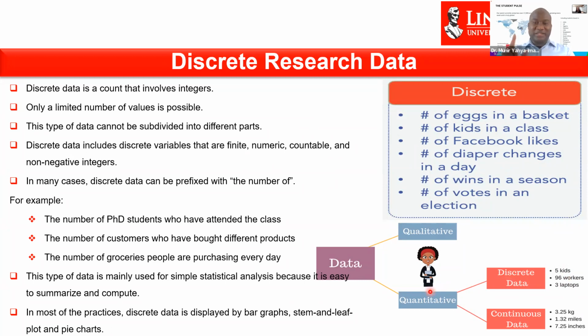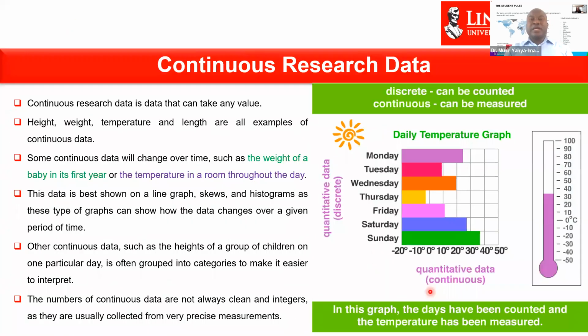Then we also have continuous data. Let's look at that in the next slide. Continuous research data is data that can take any value. Height, width, temperature, and length are all examples of continuous data. Some continuous data will change over time, such as the weight of a baby in its first year or the temperature in a room throughout the day. This data is best shown on a line graph or scale and histogram, as this type of graph can show how the data changes over a given period of time. Other continuous data, such as the height of a group of children on one particular day, is often grouped into categories to make it easier to interpret. The numbers of continuous data are not always clean.